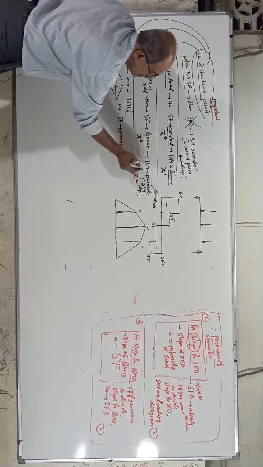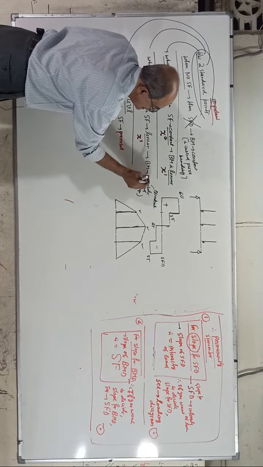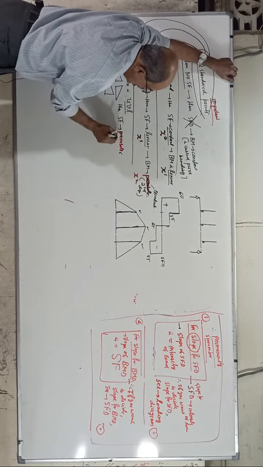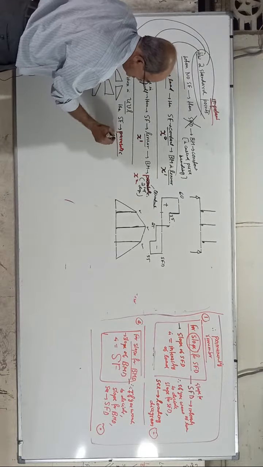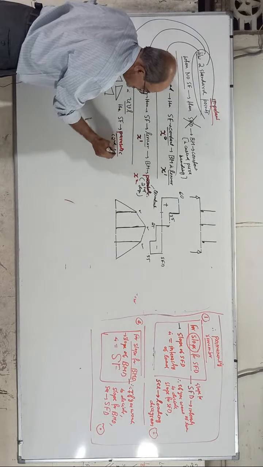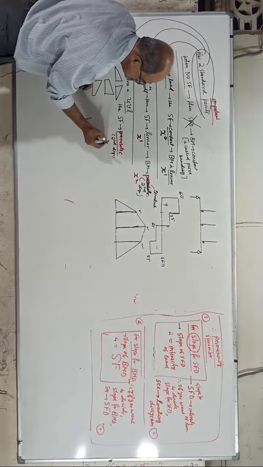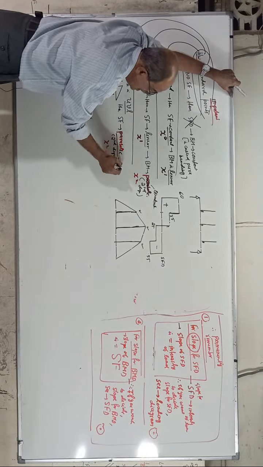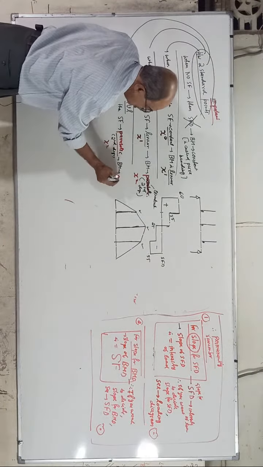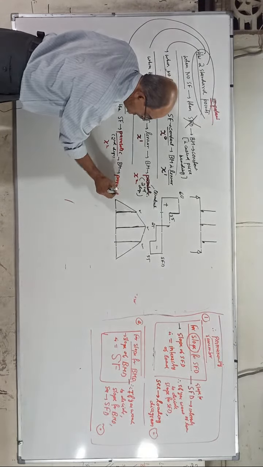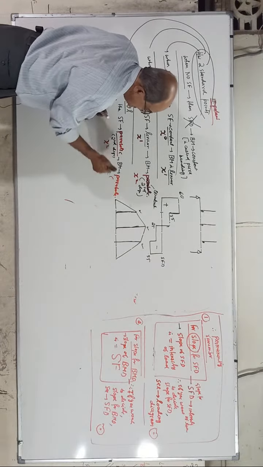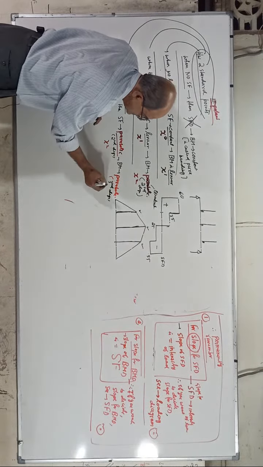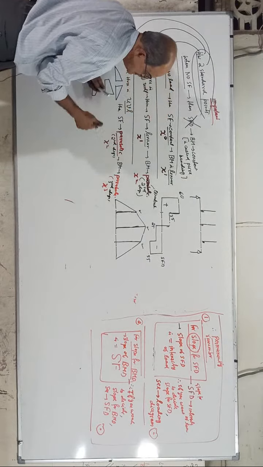Parabolic, I will go for color. Parabolic of second degree, that is x square, the highest power of x. And BM variation is parabolic only, parabolic of third degree, that is x cube. This is the variation.